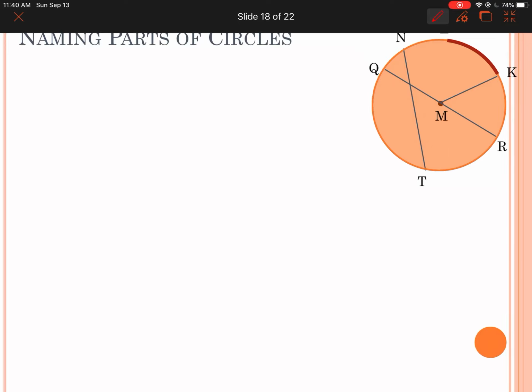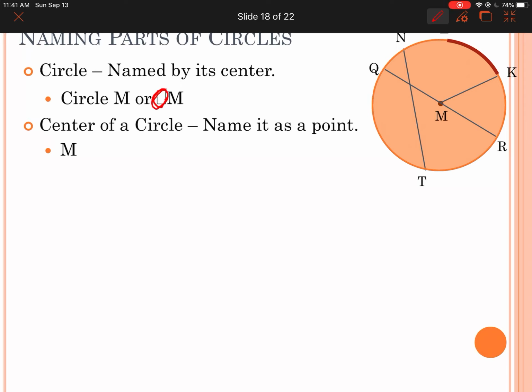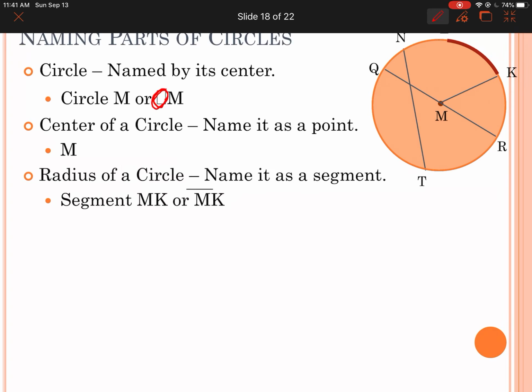Here's just some ways of how we name things. We name a circle by its center, center M, or the font got messed up here, you can just put circle M. A center is named by a point, so we just say point M is the center. M is the center of circle M. A radius is a segment, so name it that way. In this case, we have a radius MK.